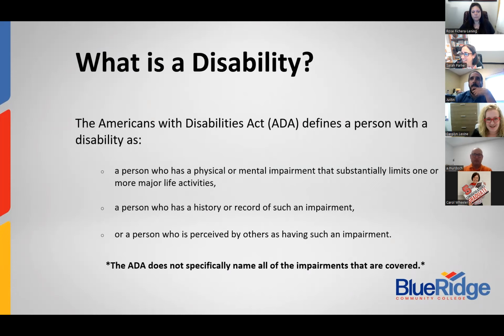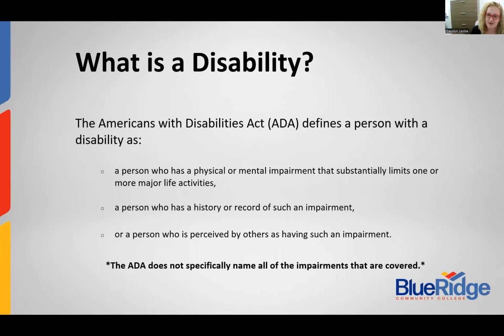What is a disability? We are most concerned with the Americans with Disabilities Act, or the ADA's definition of a person with a disability, because that is the federal law that covers post-secondary institutions like Blue Ridge Community College. According to the ADA, a person with a disability is someone who has a physical or mental impairment that substantially limits one or more major life activities. I think the most important thing about this is that there's not a set list of disabilities that the ADA recognizes. There's not a list of disabilities they don't recognize. So it really just depends not so much on the diagnosis, but how that diagnosis impacts that person's ability to function, to learn, to carry on activities of daily living, those kinds of things.